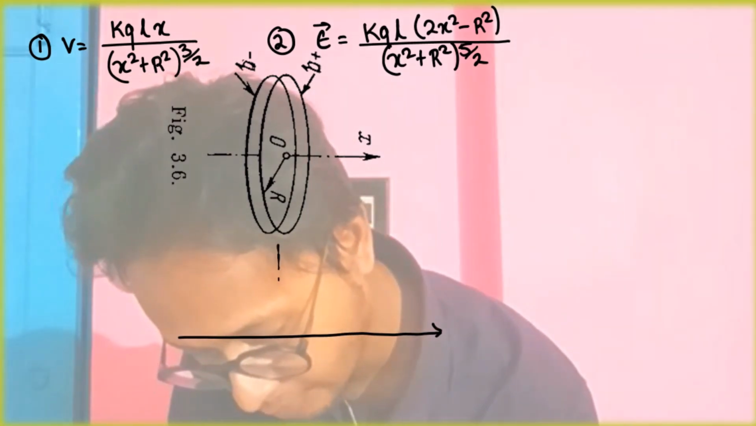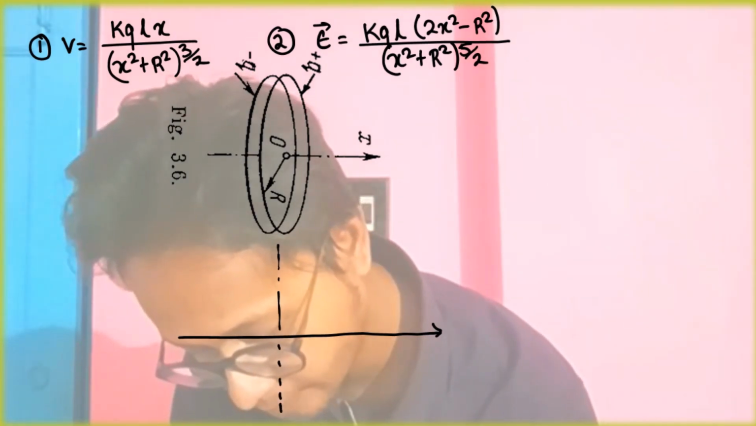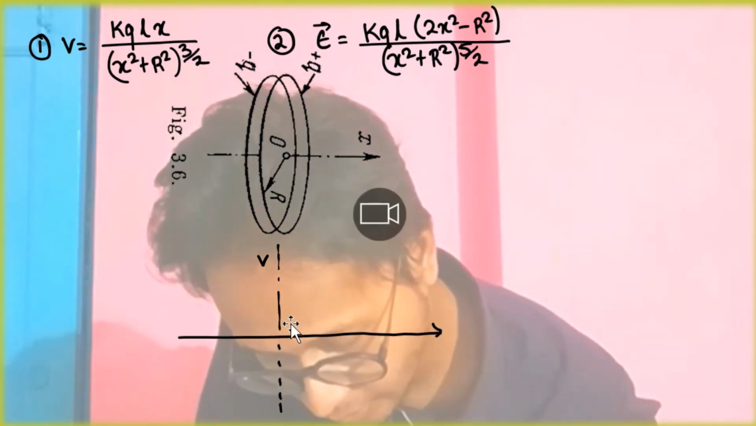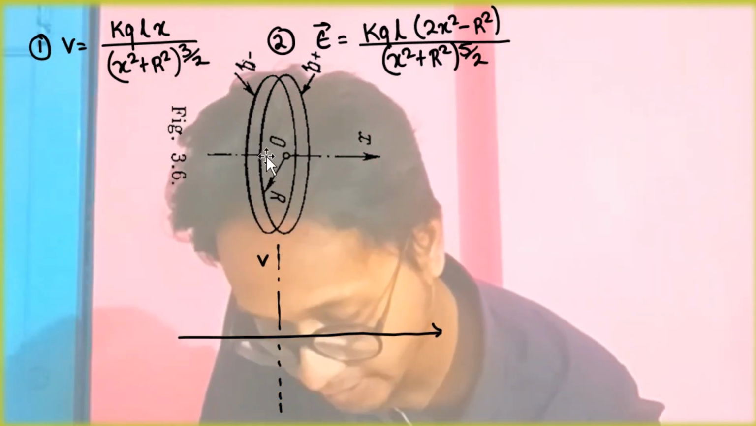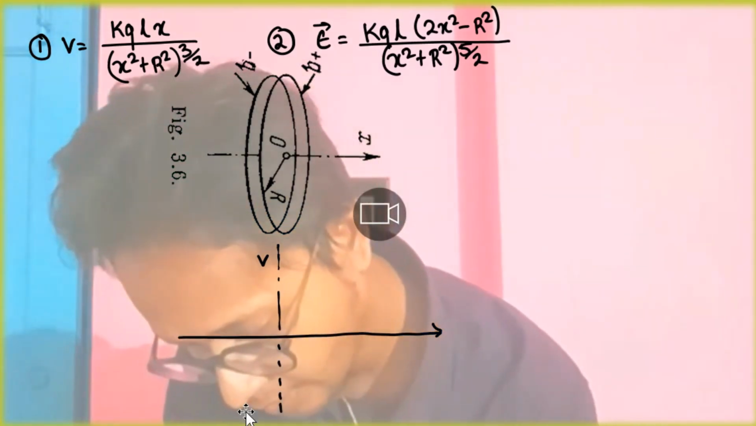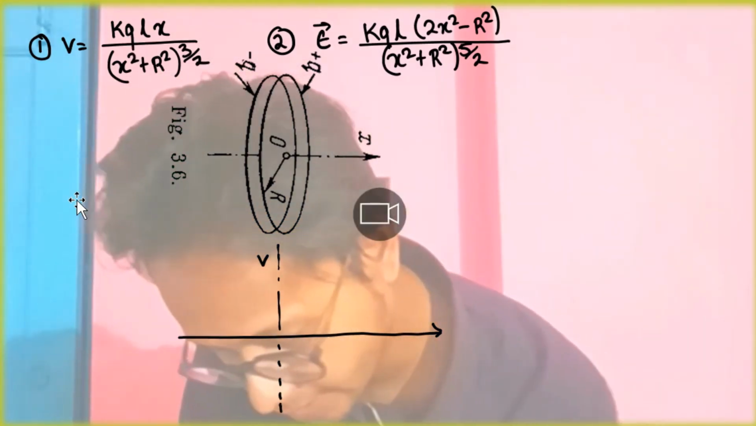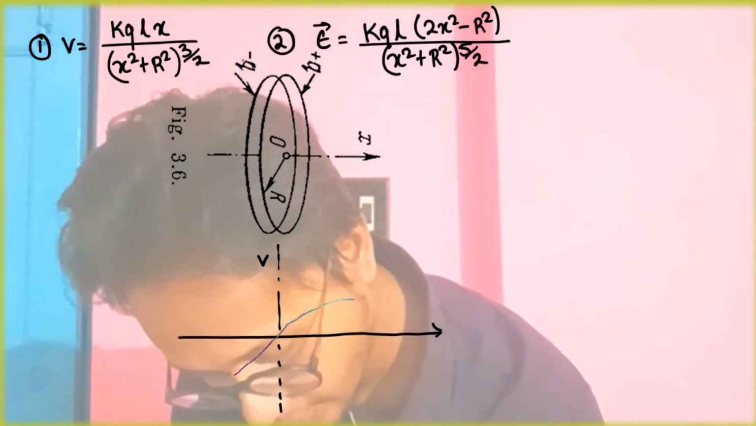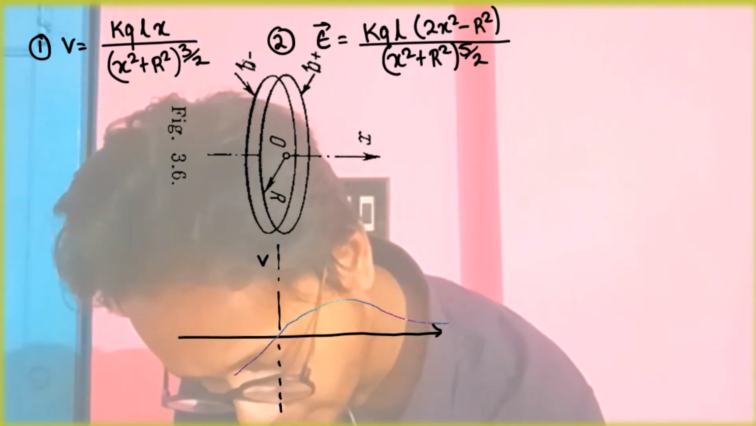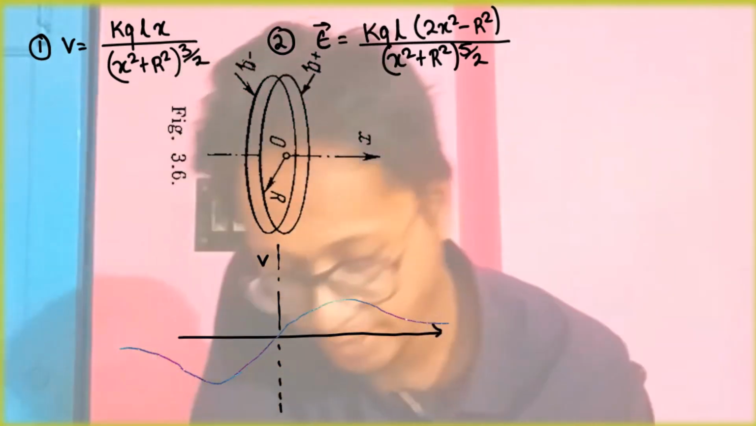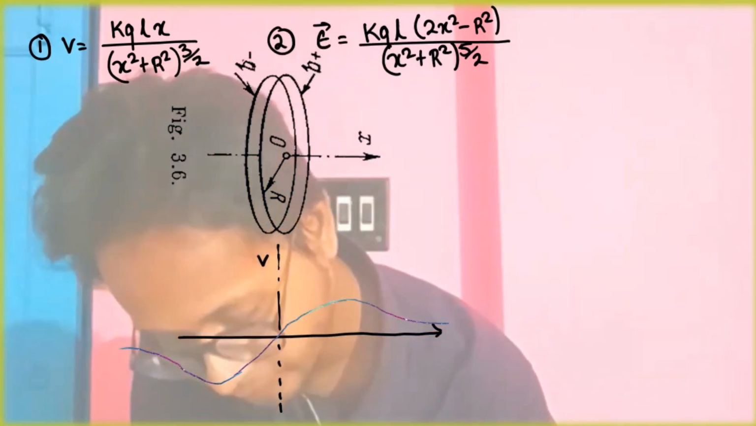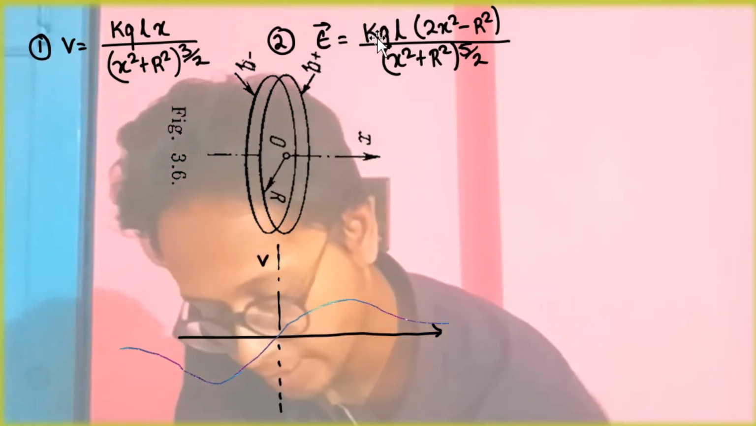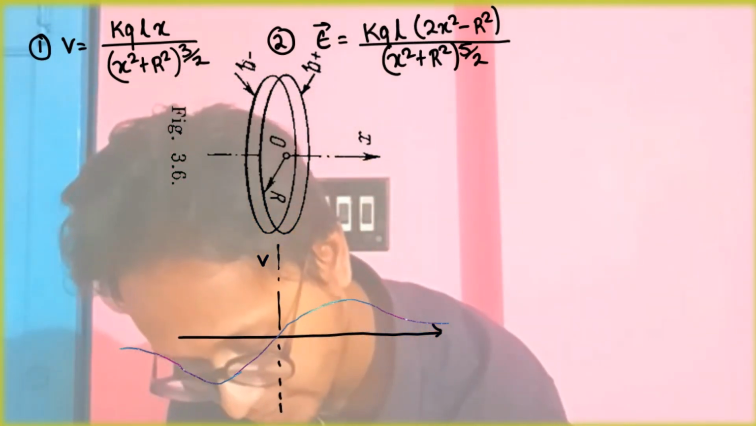On the y-axis, first I'll plot the potential. Potential at x equal to 0. At x equal to 0, we have the center of the two coils or two rings. So if you plot this graph, it will come somewhat like this. And now if I plot the graph of electric field, it would be somewhat like this.